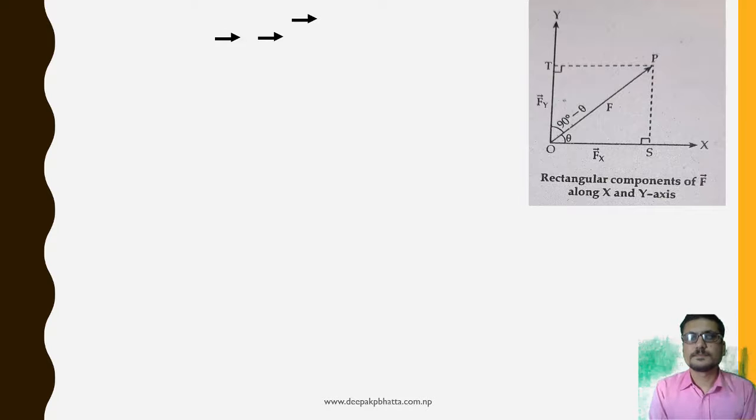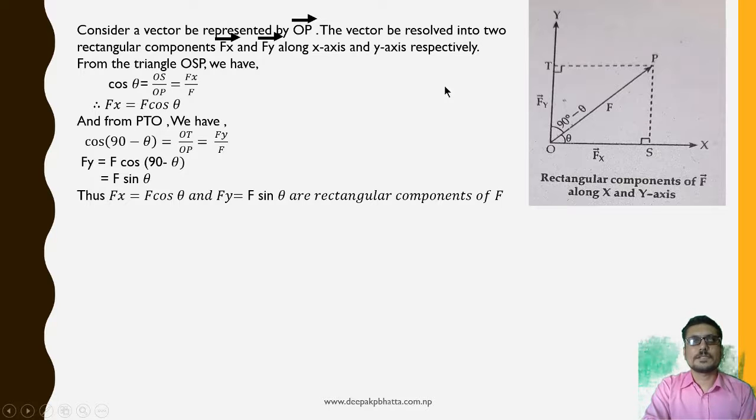Here is an example. Look at the figure. Here are the two rectangular components of a force vector F along the x and y axes. Here Fx is the x component and Fy is the y component of this F vector. Consider the vector represented by OP. This F vector is represented by the OP vector. The vector is resolved into two rectangular components, Fx and Fy. We have already discussed this.